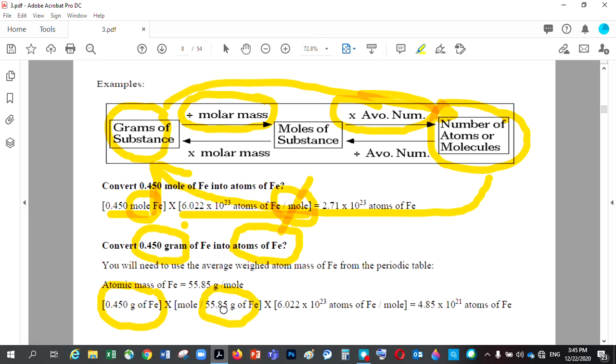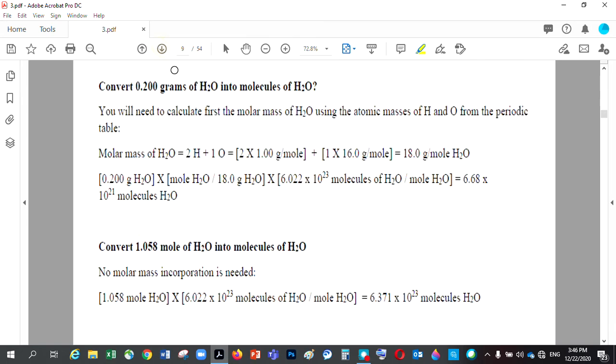So the grams of iron cancels with the grams of iron, correct? That's dividing. And then I multiply this by Avogadro's number, correct? Then the moles of iron cancel out, and I get my answer. And then I have to watch for sig figs. Three sig figs in the answer.